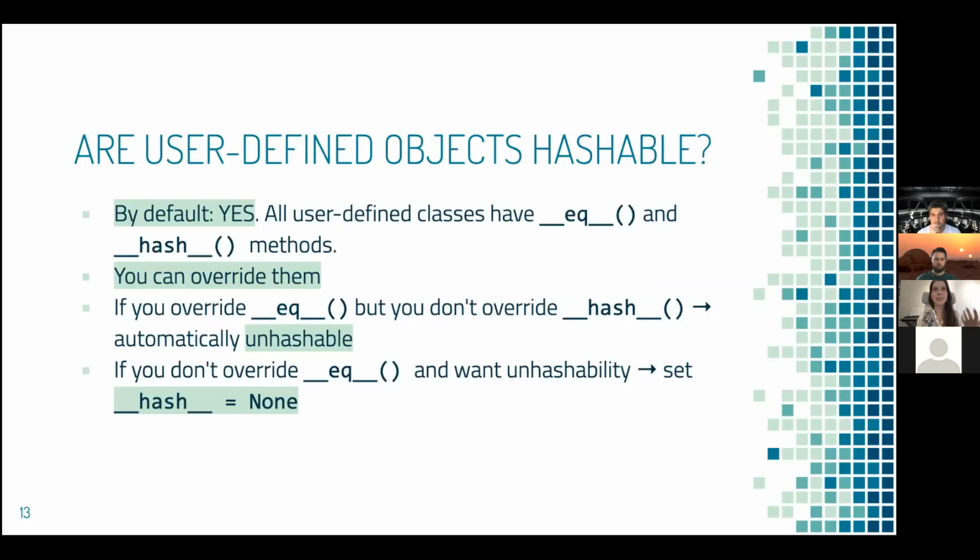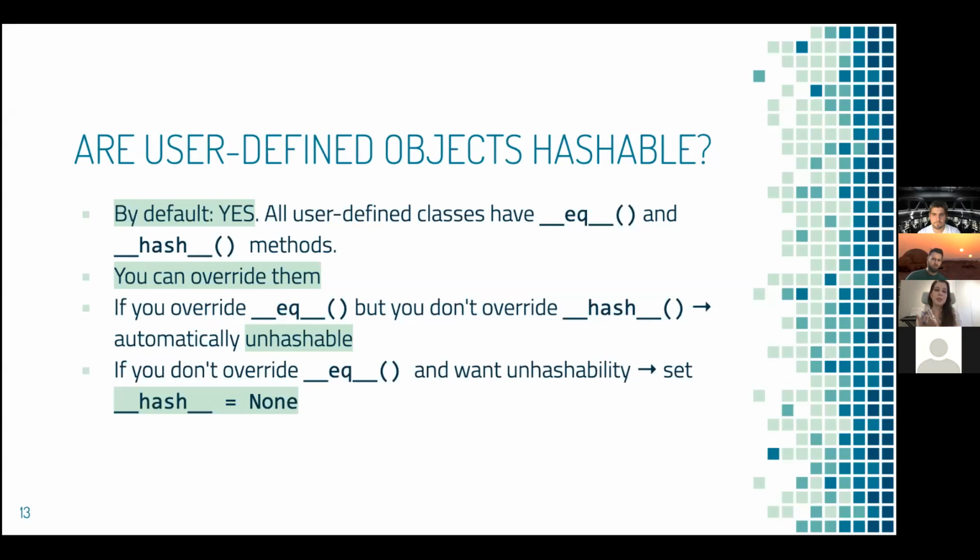So, are user-defined objects hashable? If I define an object, is that going to be hashable? By default, yes. The dunder eq method that is used is the identity. So two things compare equal only if they are the same object. But you can override all these behaviors.